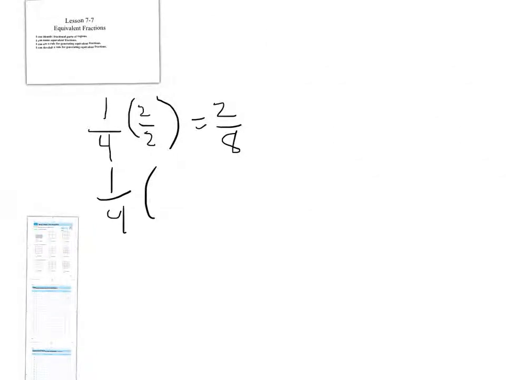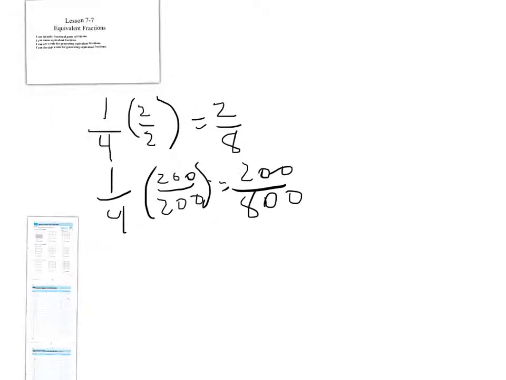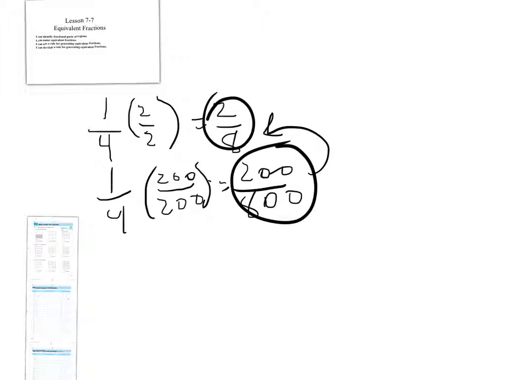So the first thing I want to do is go over the ways we talked about yesterday to find equivalent fractions. For example, if we have 1/4, there are ways you can find equivalent fractions to this. You could take the numerator and the denominator, multiply them each by 2 to give you 2/8, or you could multiply them each by 200 to give you 200 over 800. These all are the same fraction. They're all equivalent.